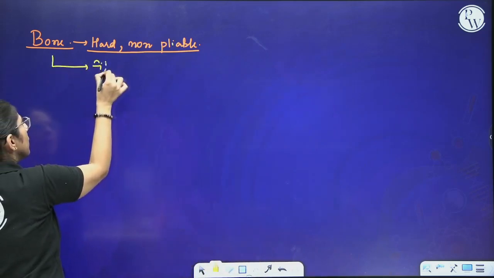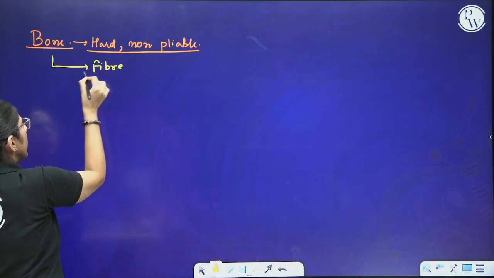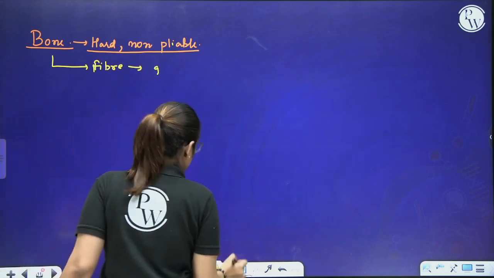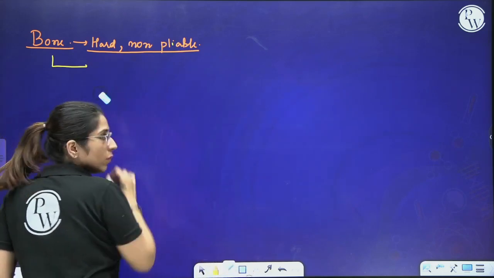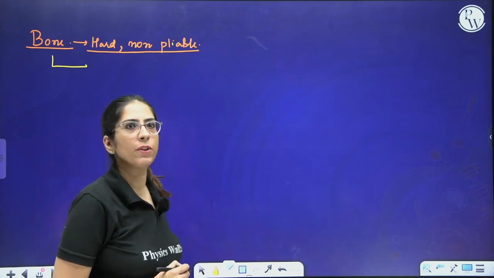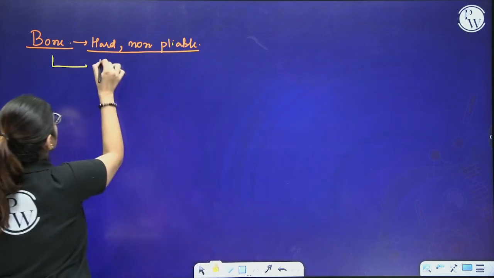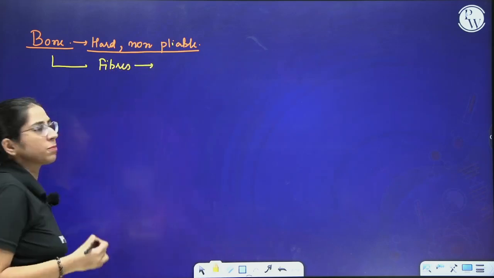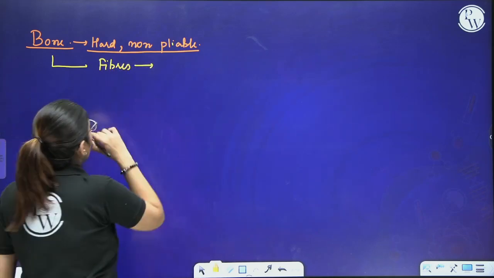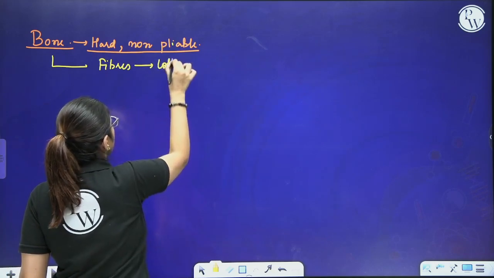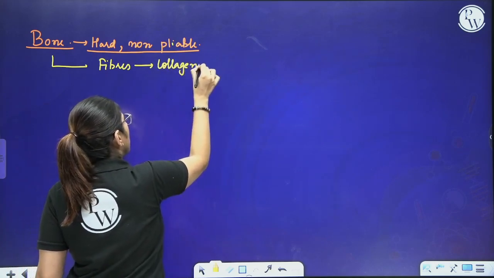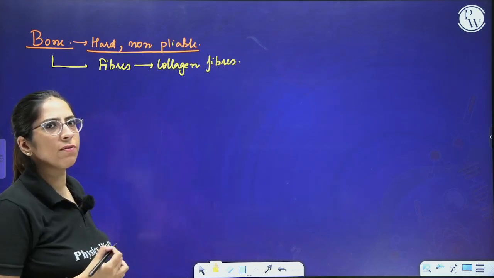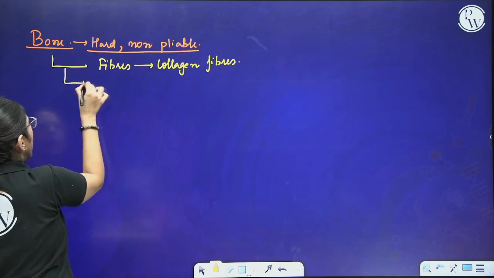The fibers. One second. So, we have fibers, right? And the fibers which are present are basically the collagen fibers. Now, other than these collagen fibers, what are you going to find? You will find that a matrix is there.